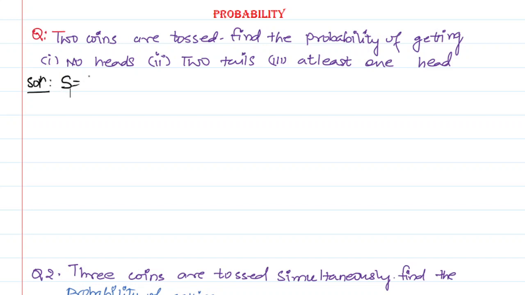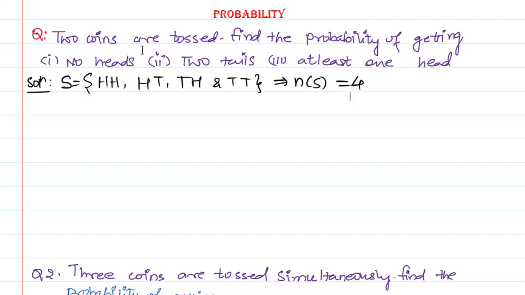So S is equal to, what are the possibilities? On both the coins, I can have head and head. I have head and tail, tail and head, and then I can have tail and tail. So a total of 4 possibilities that I have. So I can say n of S is equal to 4.